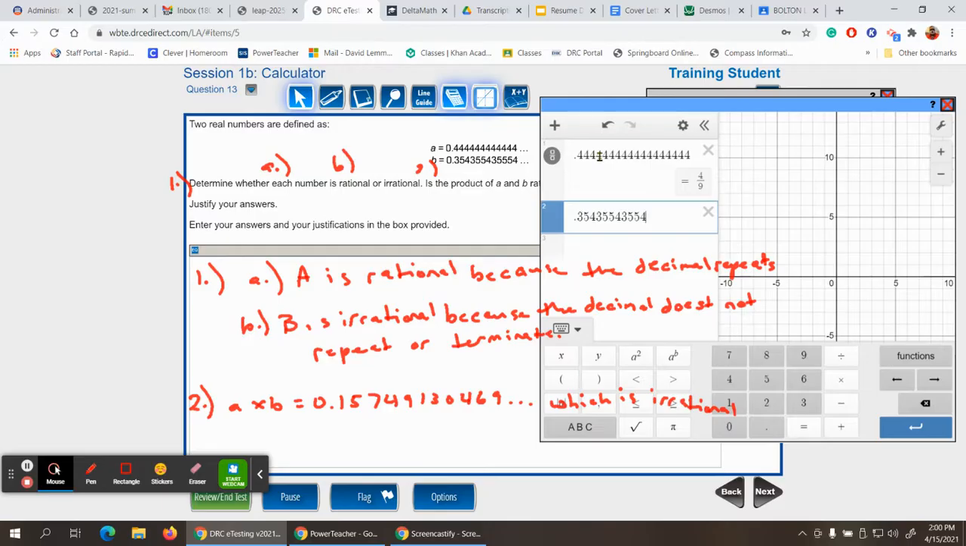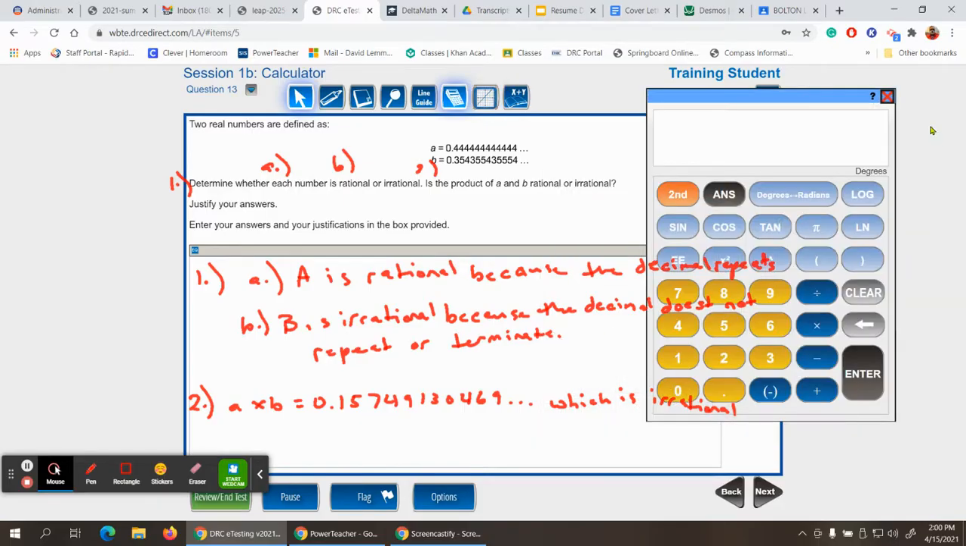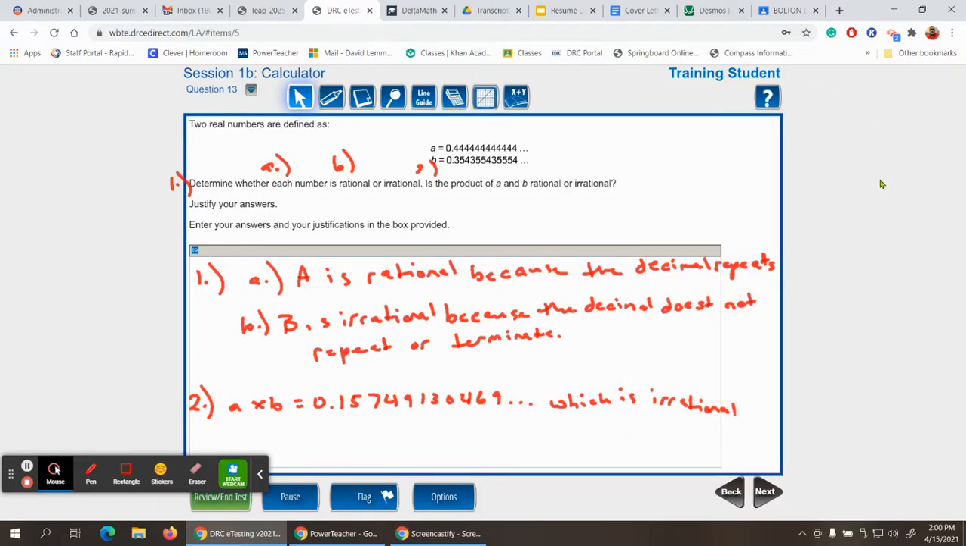0.4 repeating is rational because it can be a fraction of 4/9. And then just put this in a calculator, right? You can multiply these in a calculator, you get a ridiculous number, and therefore it's still irrational, okay? And just make sure that you write all this down so you get all your points.